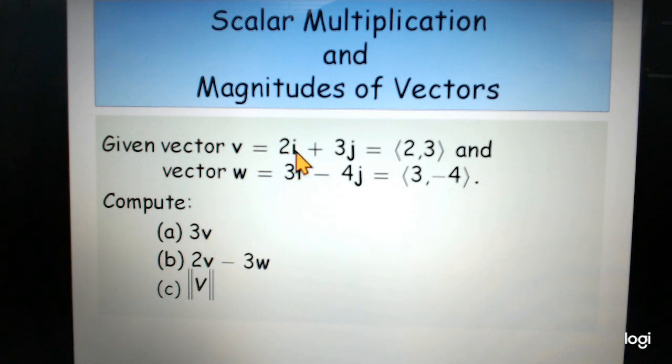So 3v, clearly it's going to be 6i plus 9j. And you can do the same type of computation. 2v would be 4i plus 6j. You can figure out what is negative 3w. It would be negative 9i plus 12j.